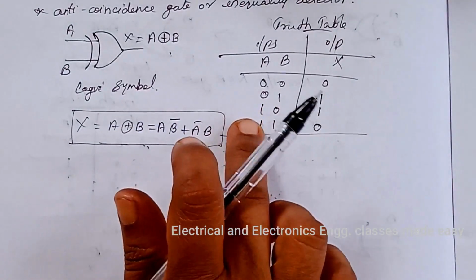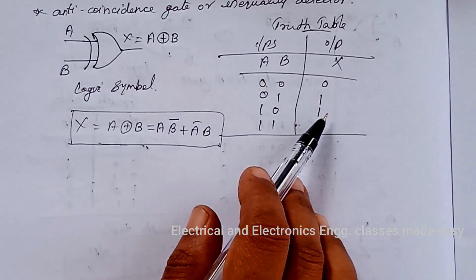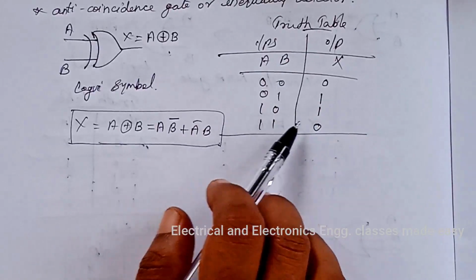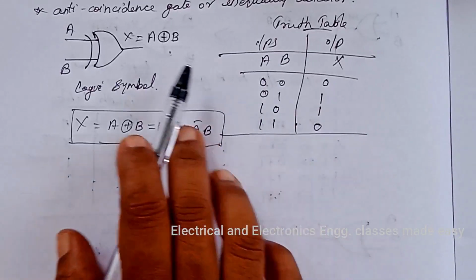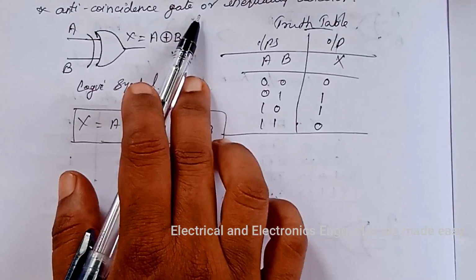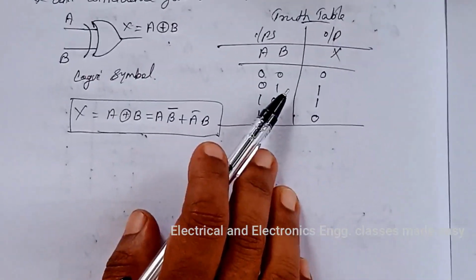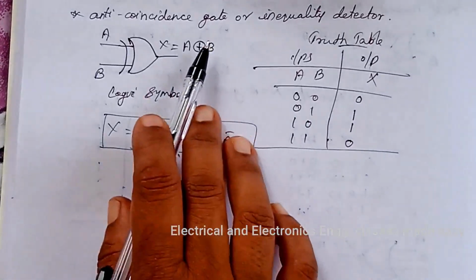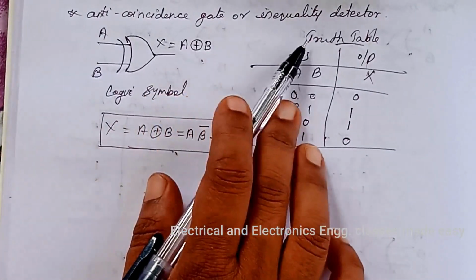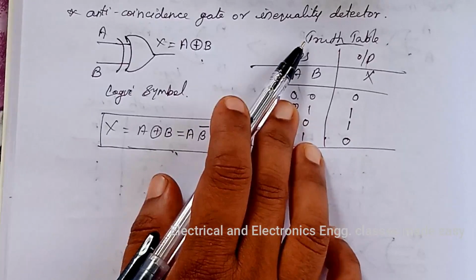Since the XOR gate produces an output 1 only when the inputs are not equal, it is called an anti-coincidence gate or inequality detector.